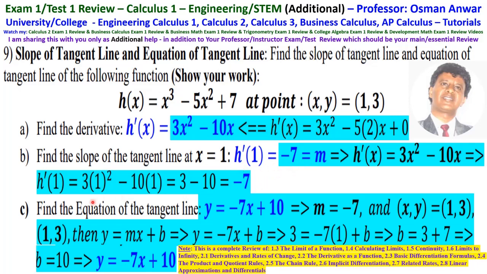Then find the equation of the tangent line, y equals mx plus b. We know m is minus 7, so y equals minus 7x plus b. We also know when y is 3, x is 1, so this is 3 equals minus 7 times 1 plus b. Then b is equal to 3 plus 7, b is equal to 10. That means the equation of the tangent line is y equals minus 7x plus 10.